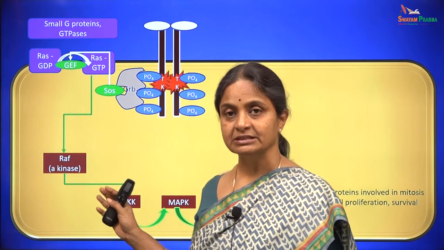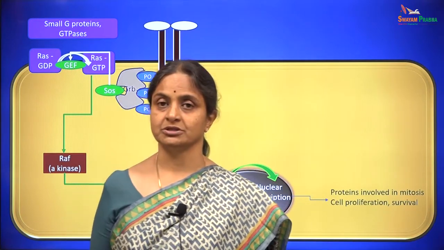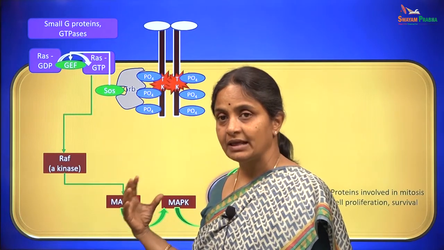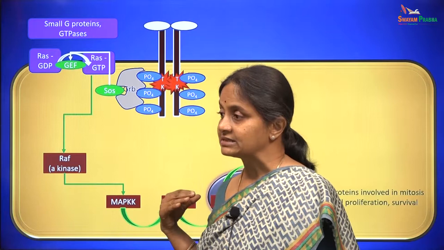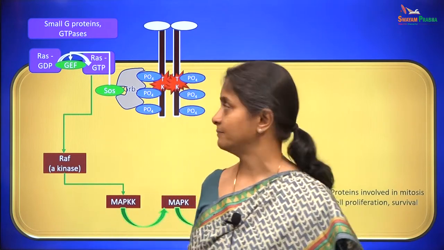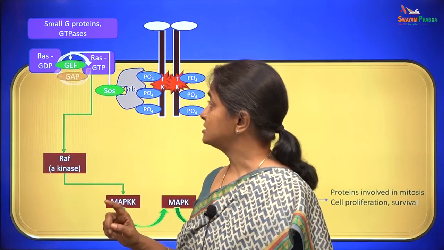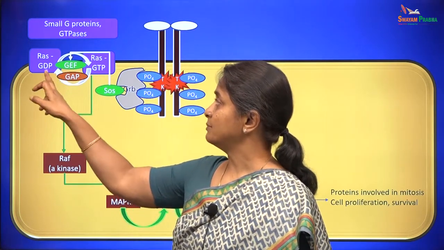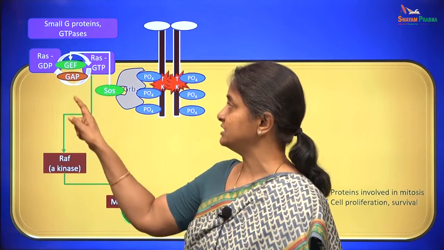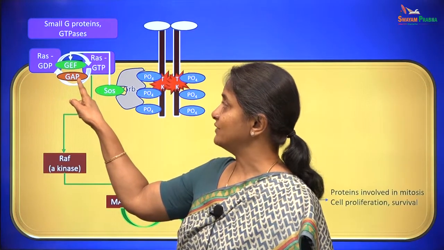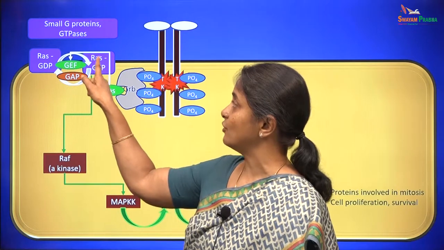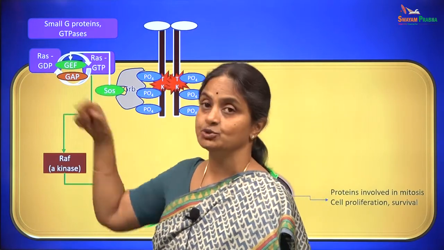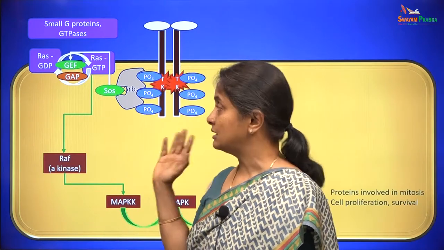There must be checks and balances in this pathway, otherwise there would be unregulated mitosis, which would lead to cancers. There must be ways of inhibiting this pathway at every level, and there must be negative feedback mechanisms so that this promitotic pathway regulates itself. One such mechanism is turning off of RAS GTP. Just like GEFs promote conversion of RAS GDP to RAS GTP, GAPs or GTPase activating proteins will activate the GTPase activity of RAS itself, which will then cleave the GTP to form GDP and phosphate. So it returns to its inactive state. That's one of the ways in which this pathway can get turned off.